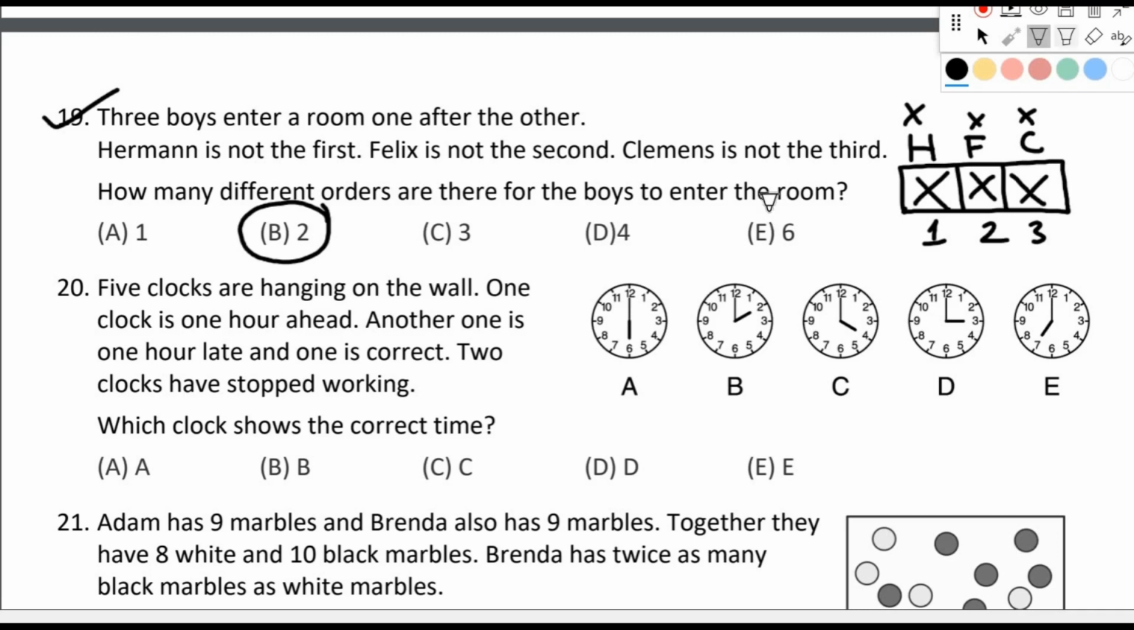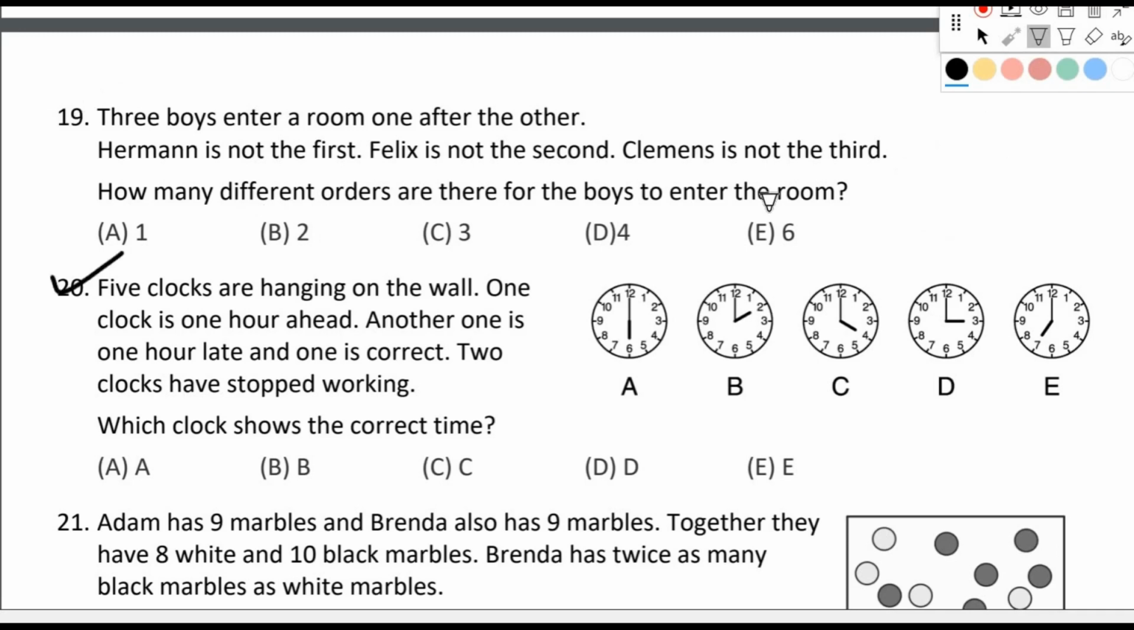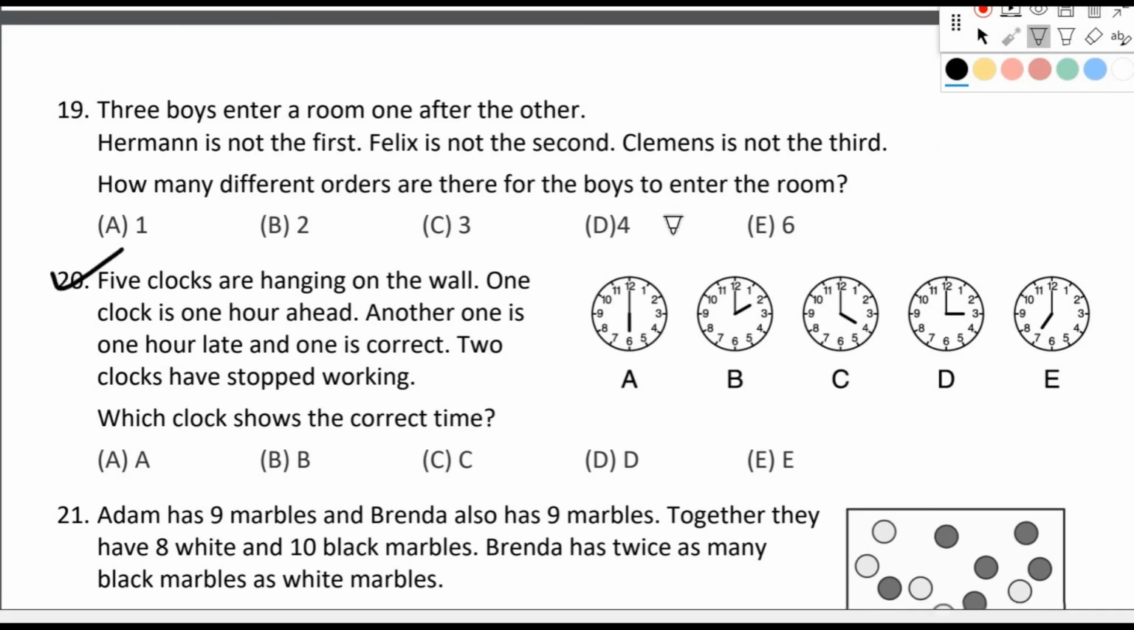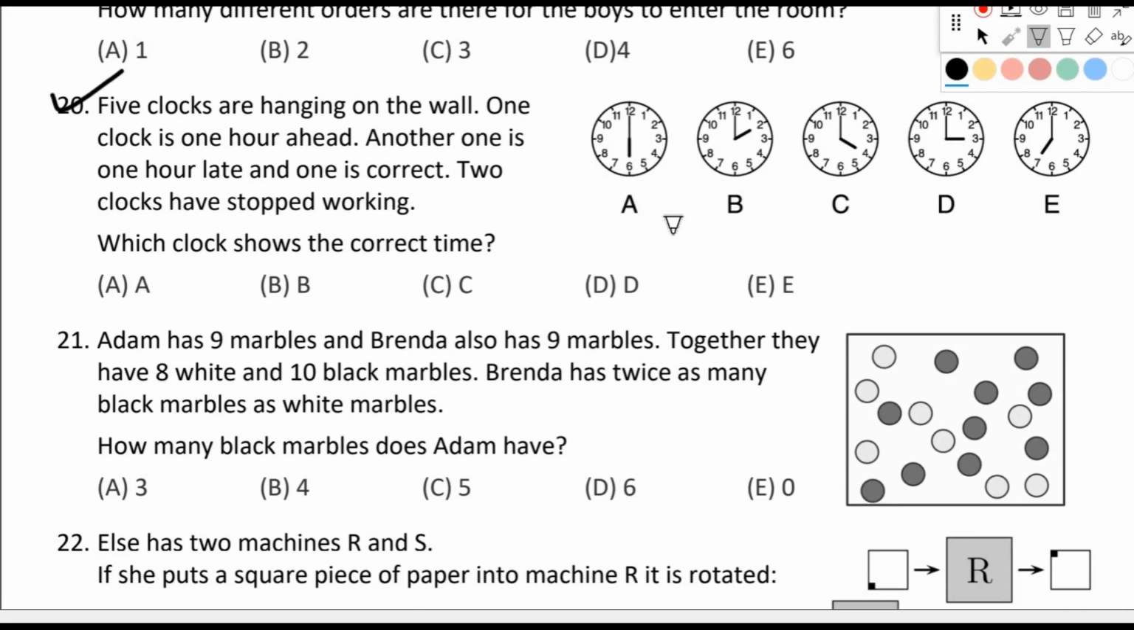Coming to 20th question. 5 clocks are hanging on the wall. One of the clocks is 1 hour ahead. Another clock is 1 hour late. And there is only 1 clock that is correct. 2 clocks have stopped working. Which clock is showing the correct time? So what a wonderful question. So how do you identify?